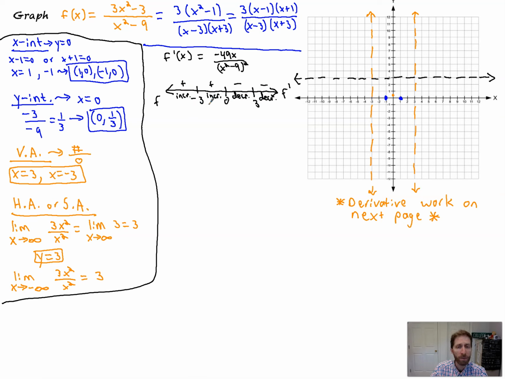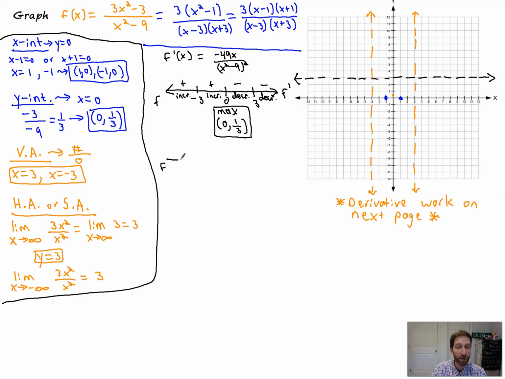Okay, so from here then, we have a max at, and that's going to be the point 0. Let's plug in 0. What do we get? If I plug in 0, well, we already know what we get. We got that at the y-intercept, 0, 1/3. So we've got a local max at 0, 1/3 because we're changing from positive to negative. Yeah, that kind of looks like it makes sense. What's coming up next, you ask?